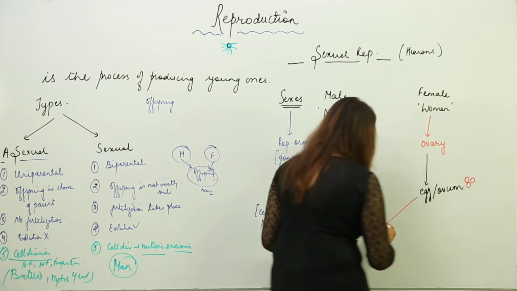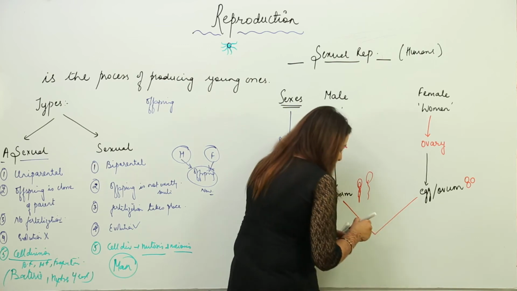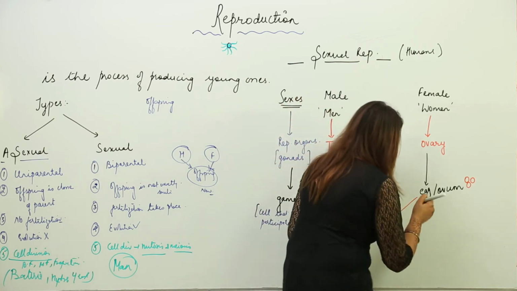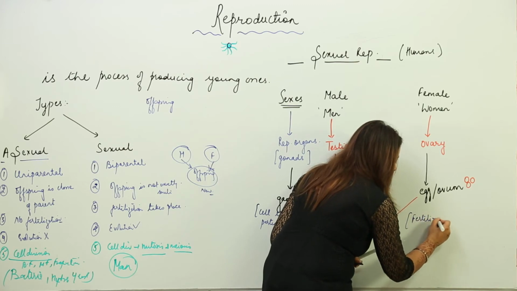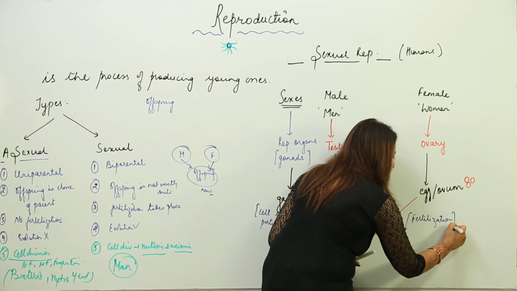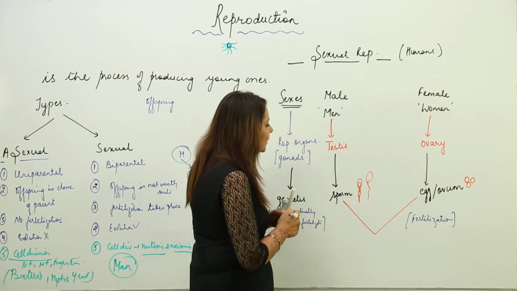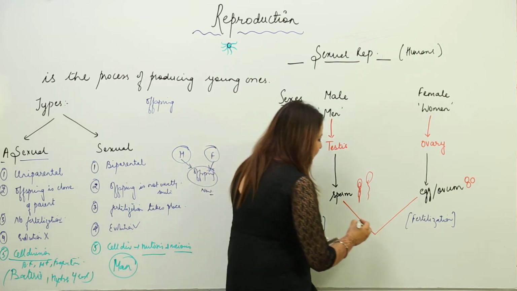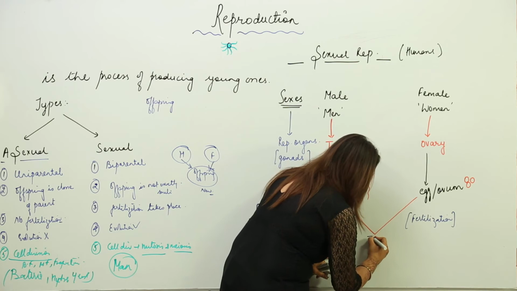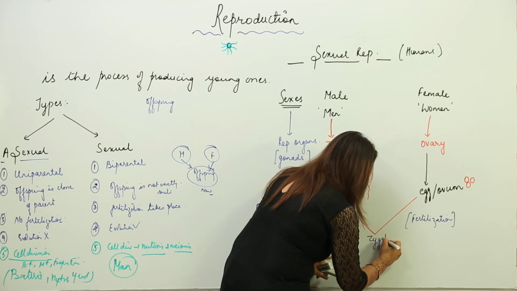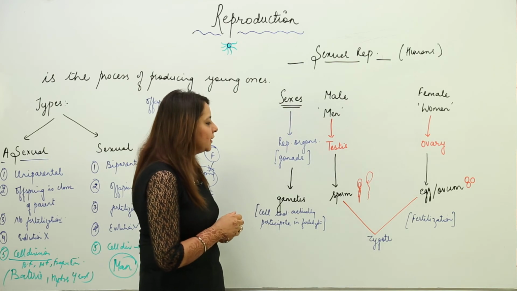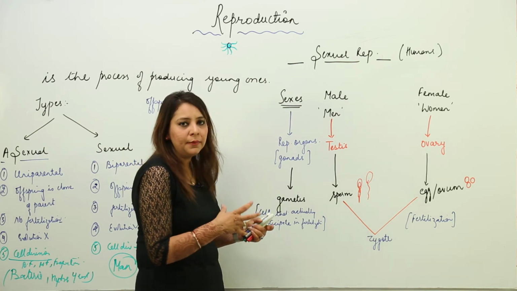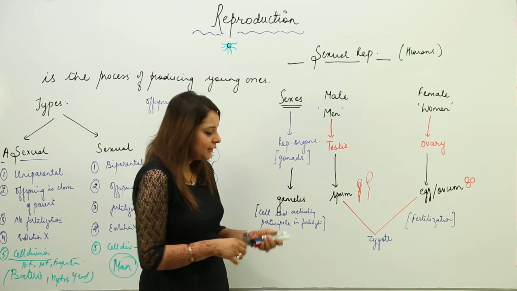When they fuse, that process is called fertilization. As a result of fertilization, we get the zygote. The zygote is formed as a result of fusion between the sperm and the egg.